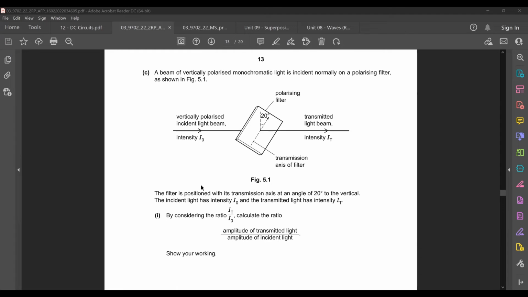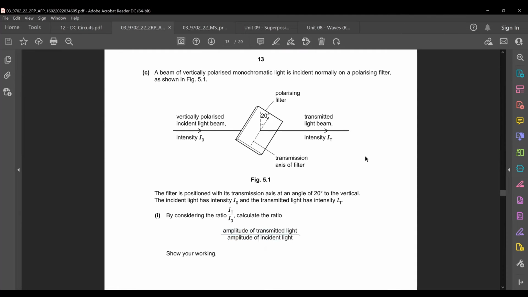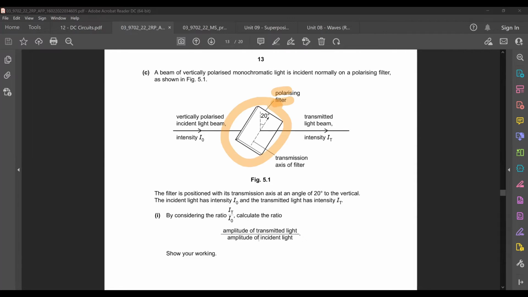The filter is positioned with its transmission axis at an angle of 20 degrees to the vertical. The incident light has an intensity of I0 and the transmitted light has an intensity of IT. By considering the ratio of IT to I0, calculate the ratio of amplitude of transmitted light to amplitude of incident light. Okay, so this little thing here is your polarizing filter.